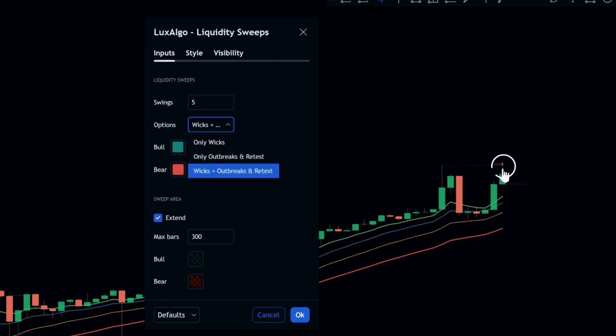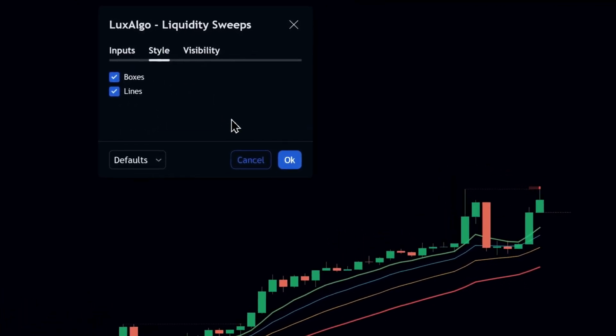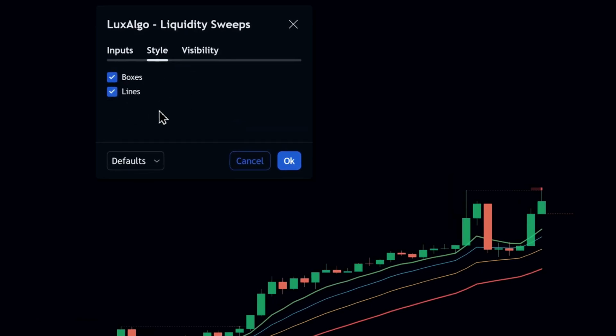The indicator can also track liquidity sweeps at 2 points: the initial touch and a later retest. And if you want a clearer view, you can extend the lines and boxes to show how long liquidity levels last. The Inputs tab offers further customizations, allowing you to disable boxes or lines based on your preference.